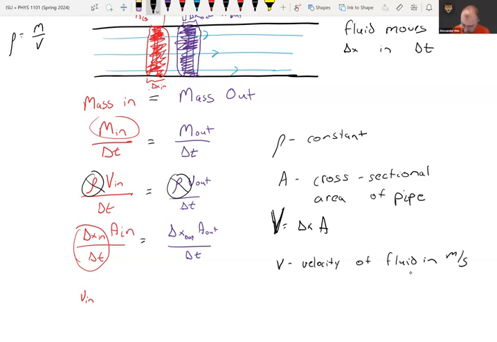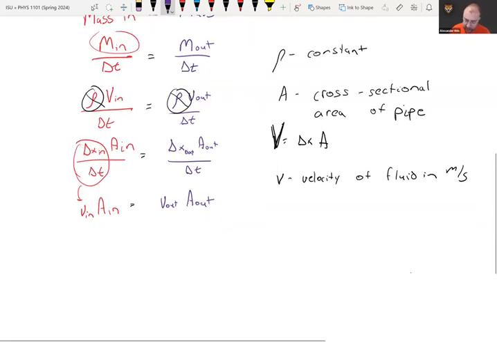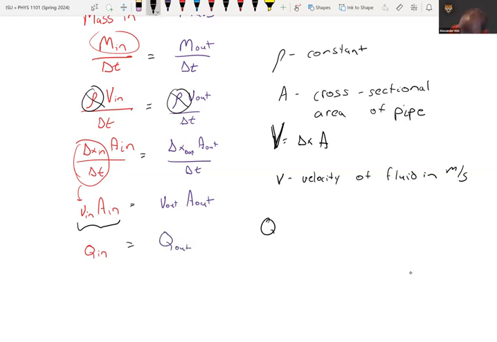Now, when you have this, then you replace. So that was velocity in, and then area in, and this is equal to velocity out times area out. Basically, the velocity in times the area in, we call this Q in, and that equals Q out. What Q is, is what we call the volumetric flow rate. All this means is it's just a volume per unit time, okay?